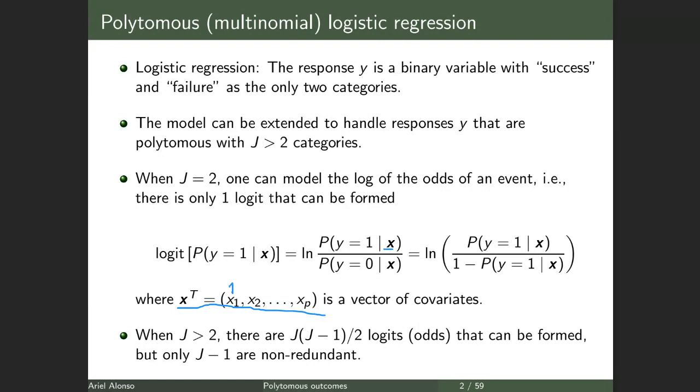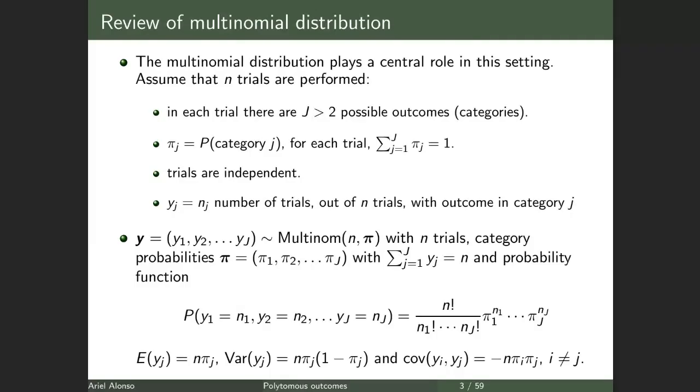Now, when you have more than two categories, then you can construct J times J minus 1 divided by 2 odds. So here you can construct only one because you have just two possible outcomes. But if you have J greater than two categories, then you can construct J times J minus 1 divided by 2 logits of the odds. However, only J minus 1 are not redundant. So all the others can be obtained. If you model J minus 1, you can obtain all the others. Only J minus 1 of them are not redundant.